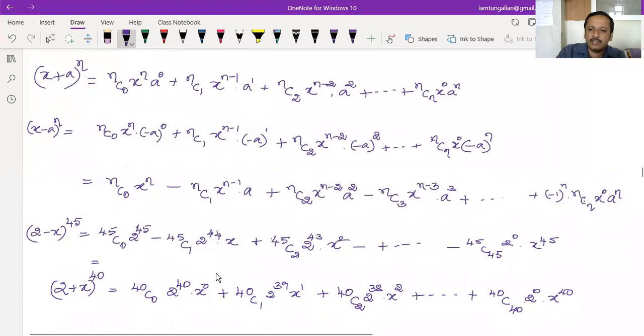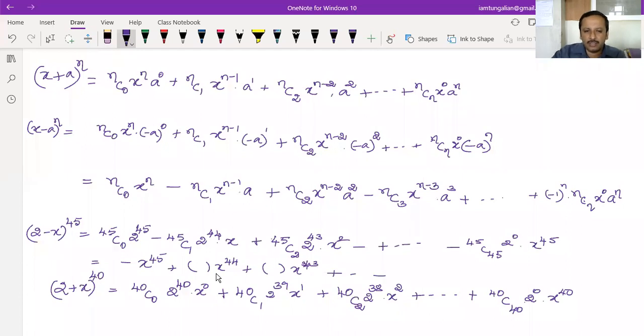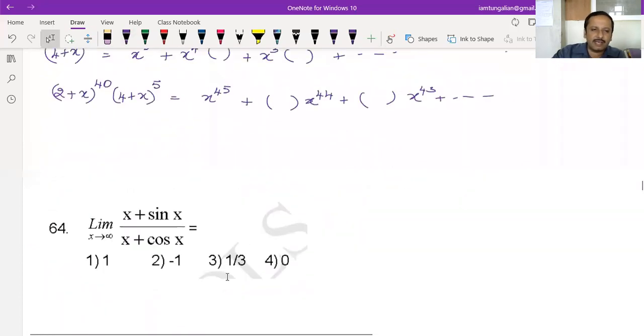I will write here. 2 power 0 is 1. 45 C 45 is 1. We get minus x power 45 plus some number into x power 44 plus some more number into x power 43 and so on. Okay. So from this, now I will write the given problem in this way.